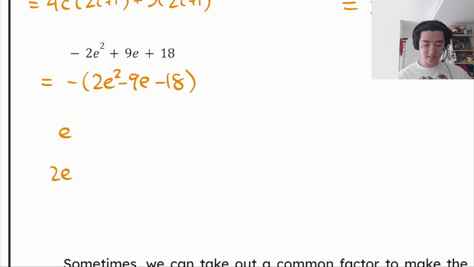Okay, how about 1 and 18? How about negative 1 and 18? That's negative 2 plus 18 is 16. That's not it. How about this? Negative 18 plus 2, negative 16. Not it. Right, negative 6 plus 6, that's 0, not it.